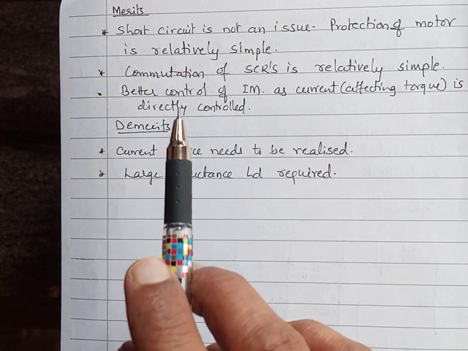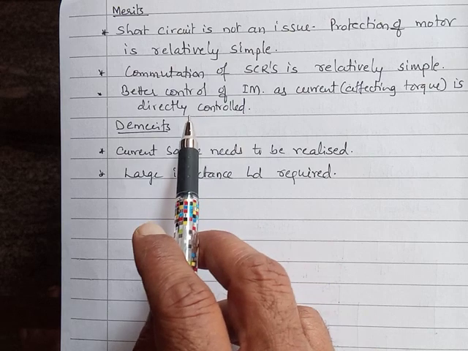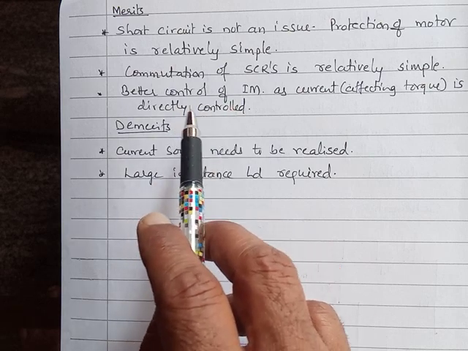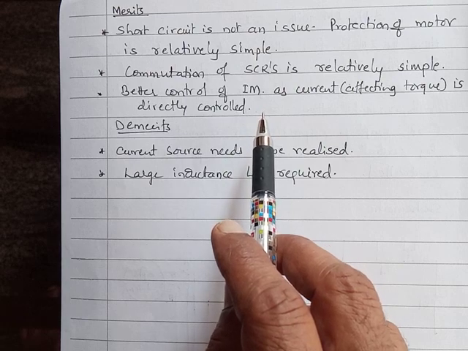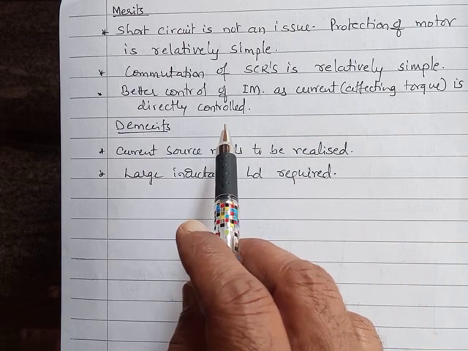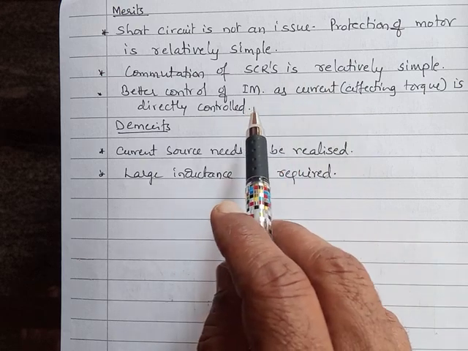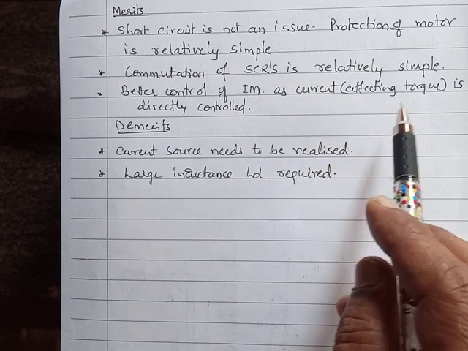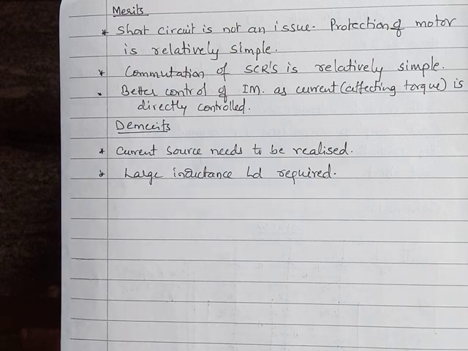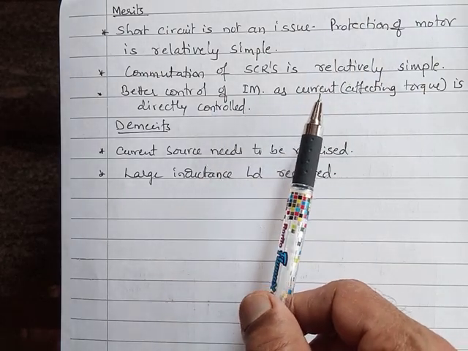Okay, and with the CSI fed induction motor, the control is better. Why is that control better? Because it is the current that is being controlled, and current is controlled directly. That makes the control of the induction motor better, because it is the current which affects the torque and we are catching that current directly. It is not like you change the voltage and then the current changes, then the torque changes. It is not that way. So relatively the control of the induction motor is better.